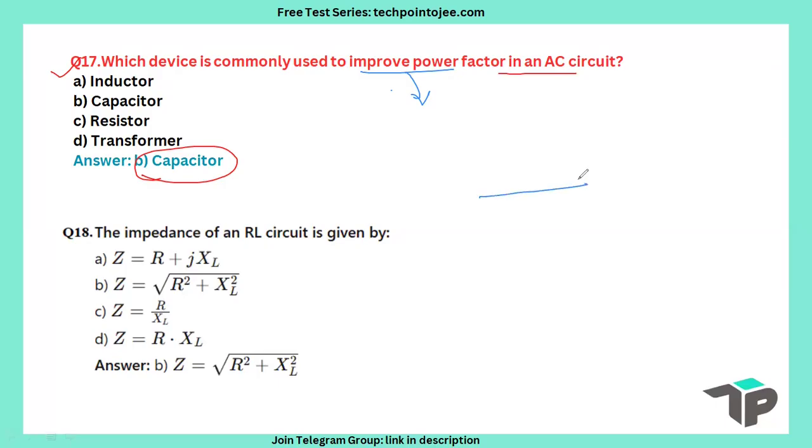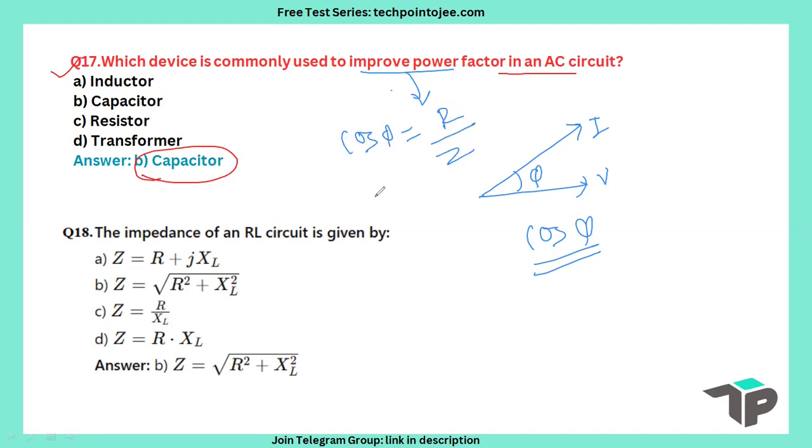Power factor is the cosine of the angle between voltage and current. The cosine of the angle between voltage and current is called the power factor. Also, the power factor formula: cos phi, power factor equals R by Z and P by S.